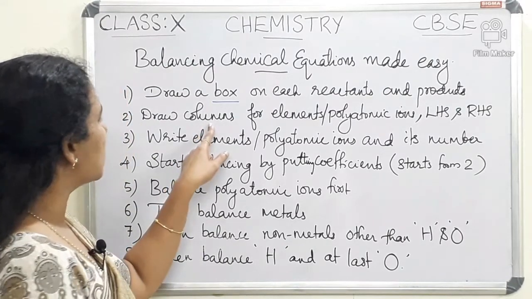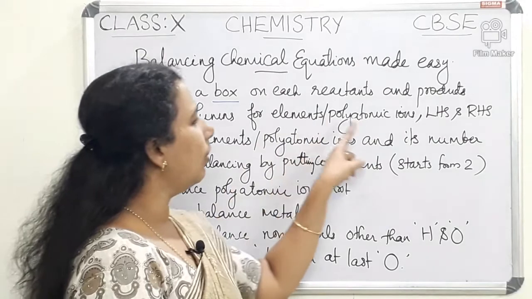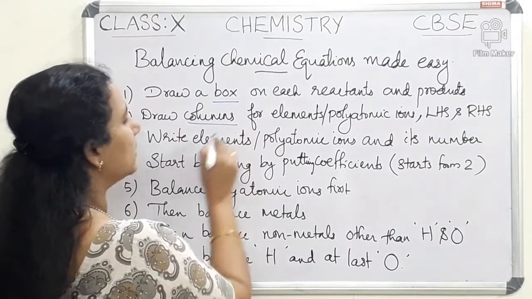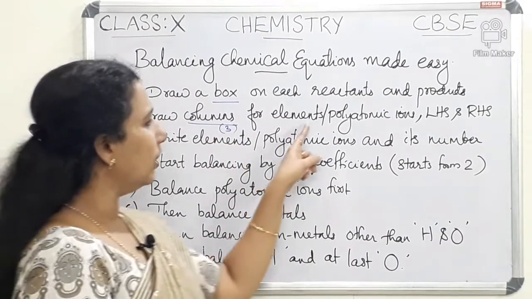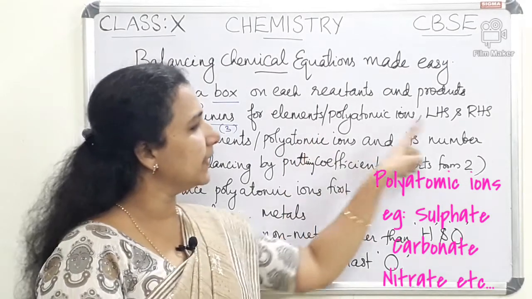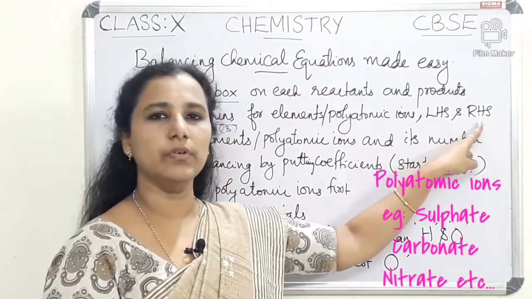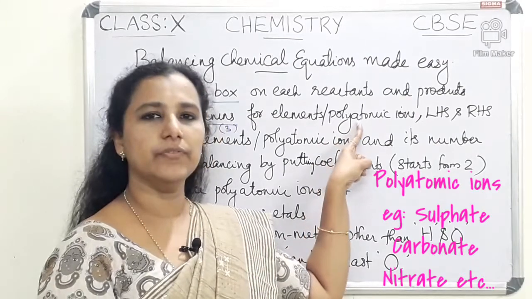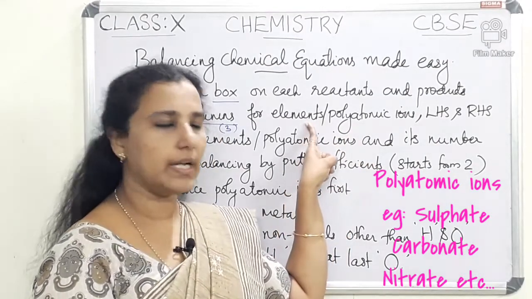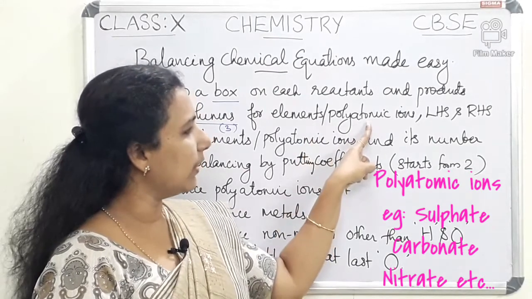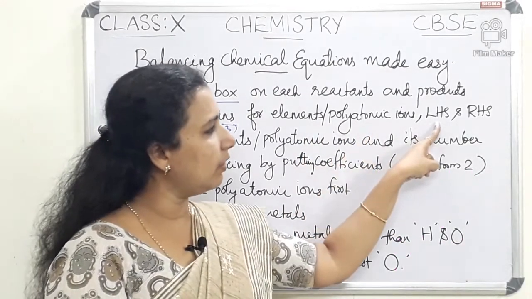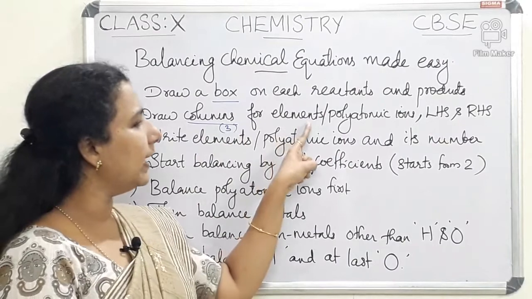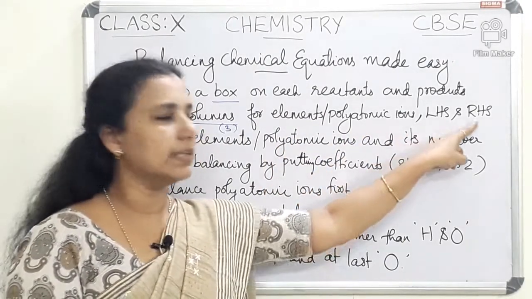Then the second point is draw columns for elements or polyatomic ions, LHS and RHS. Actually, three columns are needed. One is for elements or polyatomic ions, the second is for LHS and the third is for RHS. If there are polyatomic ions, you write the polyatomic ions in the first column. If there are elements only, you can write the elements themselves.